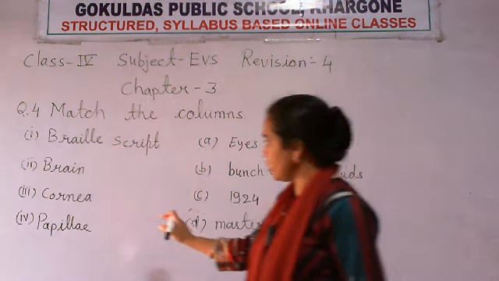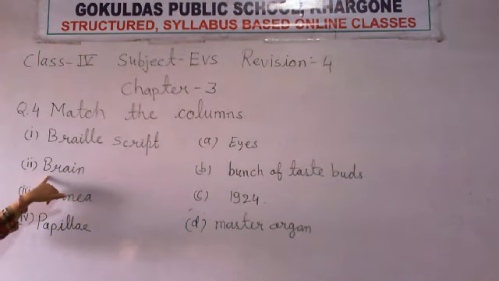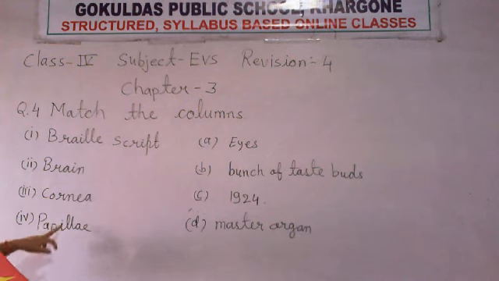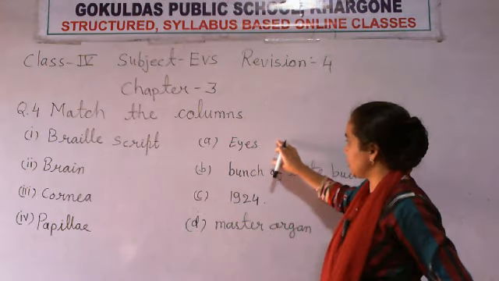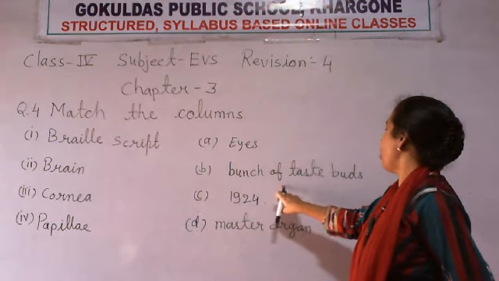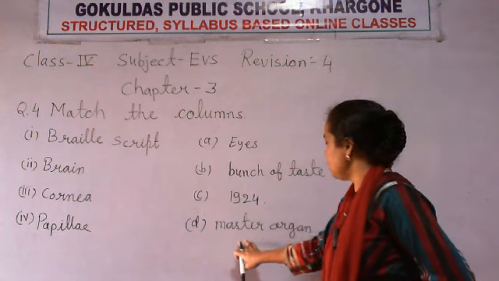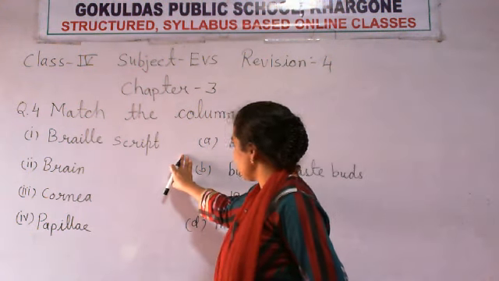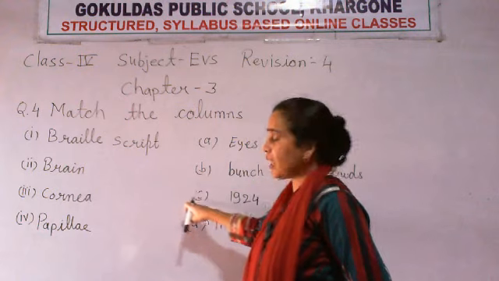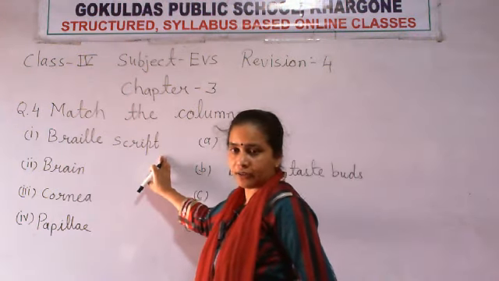Look here student, what we write? This side Braille script, number 2 brain, now number 3 cornea and number 4 papillae. Now this side, read carefully the options: eyes, bunch of taste buds, C 1924, now D master organ. Is it clear? So match this. How do you match? Through the line or write your answer this side. But here we use lines for the matching.